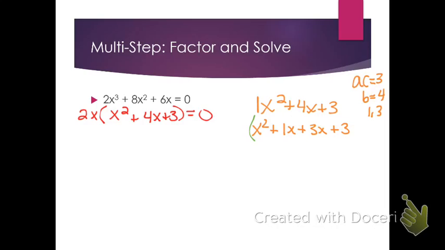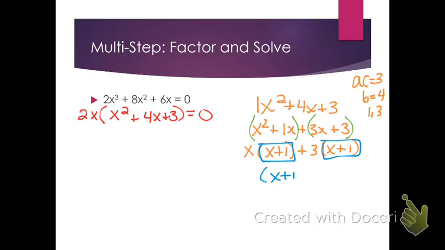I use the grouping method. X squared plus 1x, that has a GCF of x. 3x plus 3, that has a GCF of 3. I've got a common binomial of x plus 1, and I factor that out. When I factor out the x plus 1, I'm left with an x plus 3. So x squared plus 4x plus 3 factors into x plus 1, x plus 3.